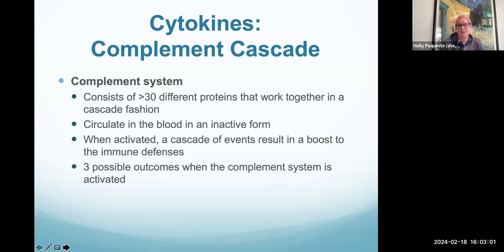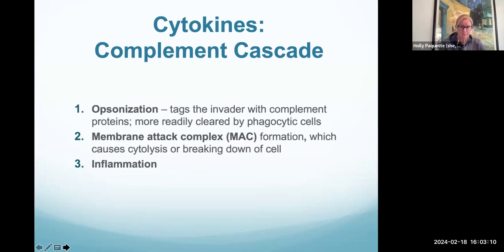There are three possible things that can happen if this complement system is activated, and often it's activated by cytokines that a phagocyte might have released. The first is what is called opsonization. This is where some of these proteins attach themselves to the virus or the bacteria so that it makes them more noticeable to other phagocytic cells. It flags some of these viruses that have invaded the host so that phagocytes can see them more clearly.